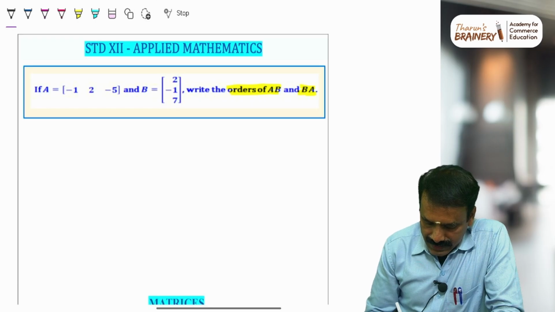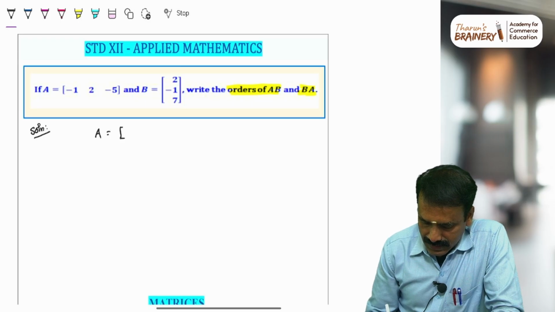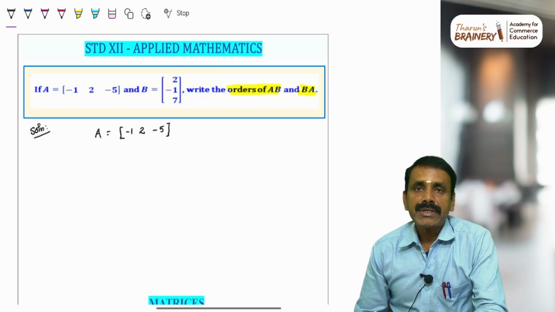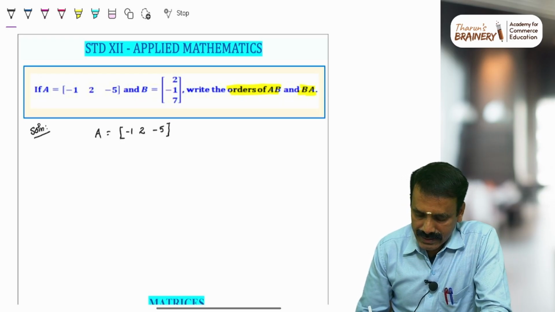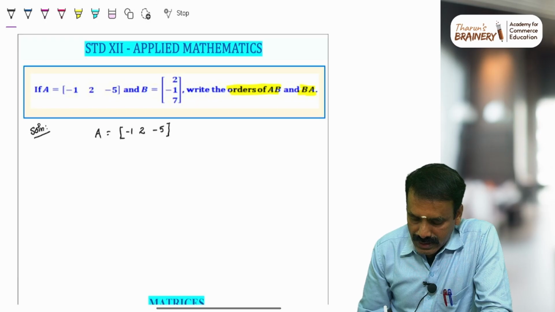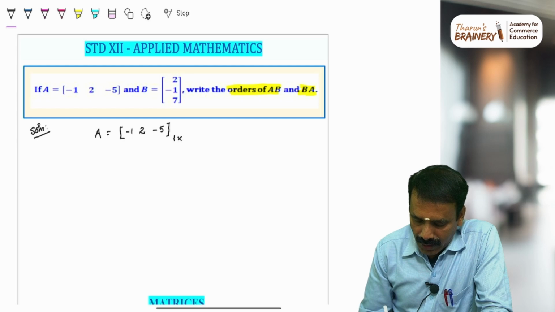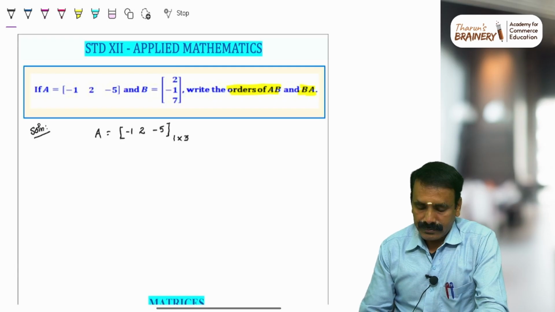What is your A matrix? A matrix is minus 1, 2, minus 5. What is the order of this matrix? How many rows is it going to have? This matrix is having only one row. So it is 1 by, how many columns is it going to have? 1, 2, 3. It is going to have 3 columns. So the order is 1 by 3.